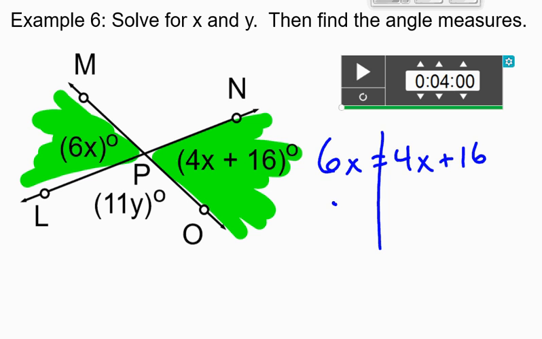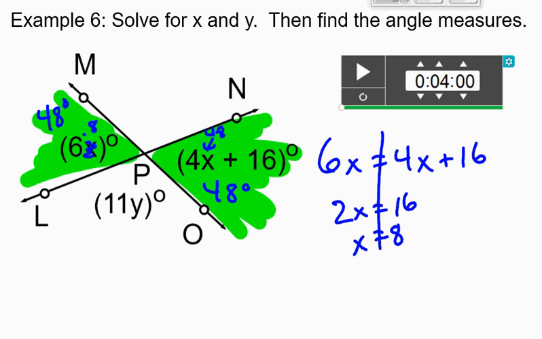If I subtract 4x from both sides, that's going to give me 2x equals 16, and x is equal to 8. So I'm going to go over here, I'm going to plug in 8 for x. So 6 times 8, that's going to give me 48 here. And since these two green angles that I've labeled on here are congruent, I can also assume that this is 48. You could prove it by plugging 8 in for x here. So 4 times 8 plus 16 does actually give you 48. 32 plus 16 is 48.